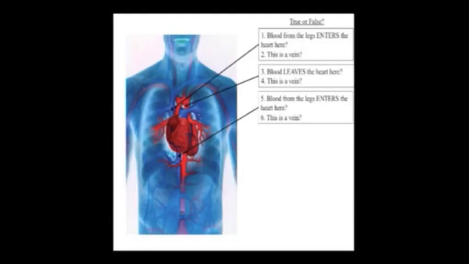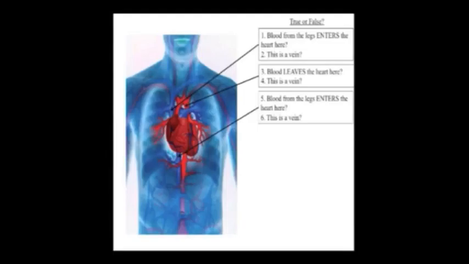Alright, now remember that the first two questions revolved around this structure in the top left corner of the screen just above the heart. It's this blue circular looking structure. And the first statement reads, blood from the legs enters the heart here. Is this true or false? I don't want to give all the answers away because if I click the button now, all the answers will come up, but this is actually false.